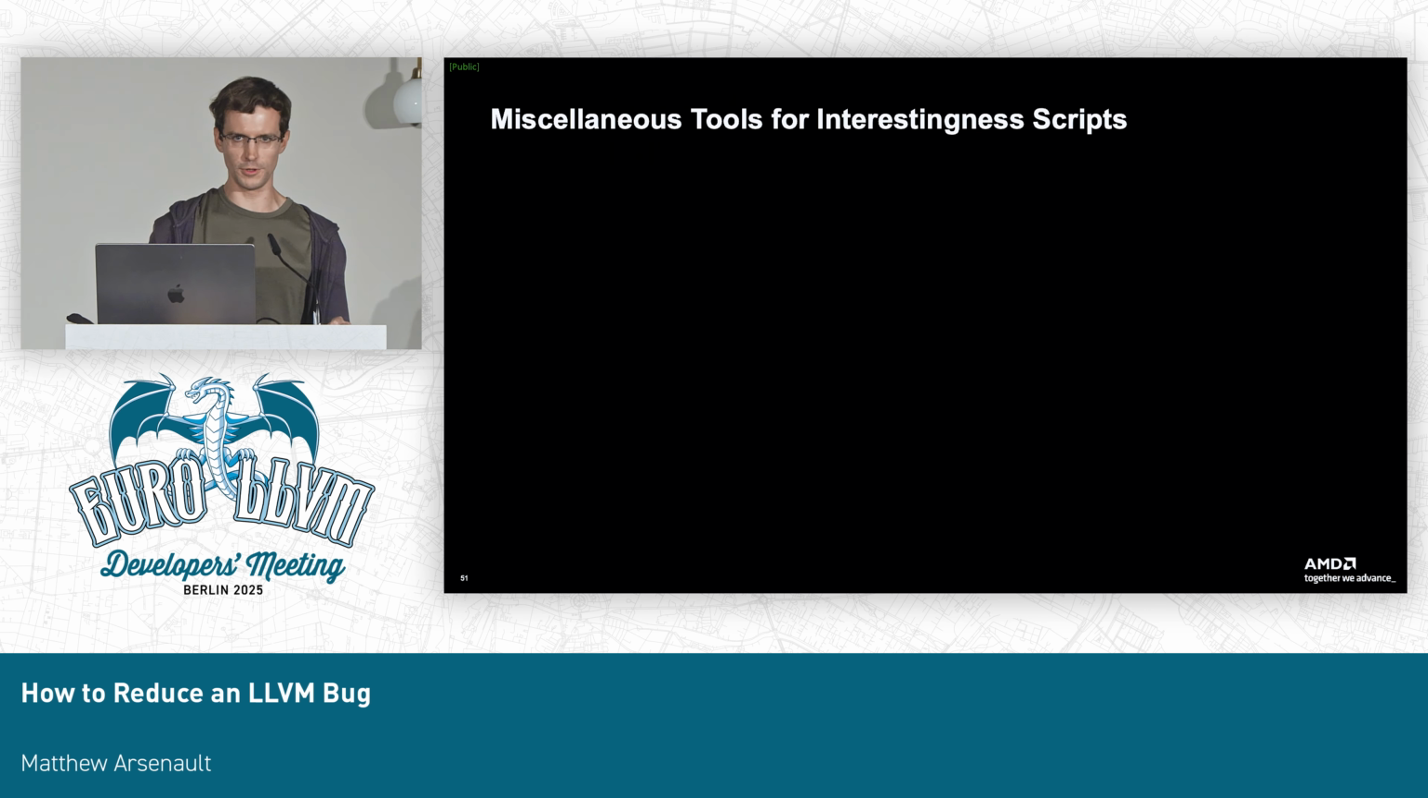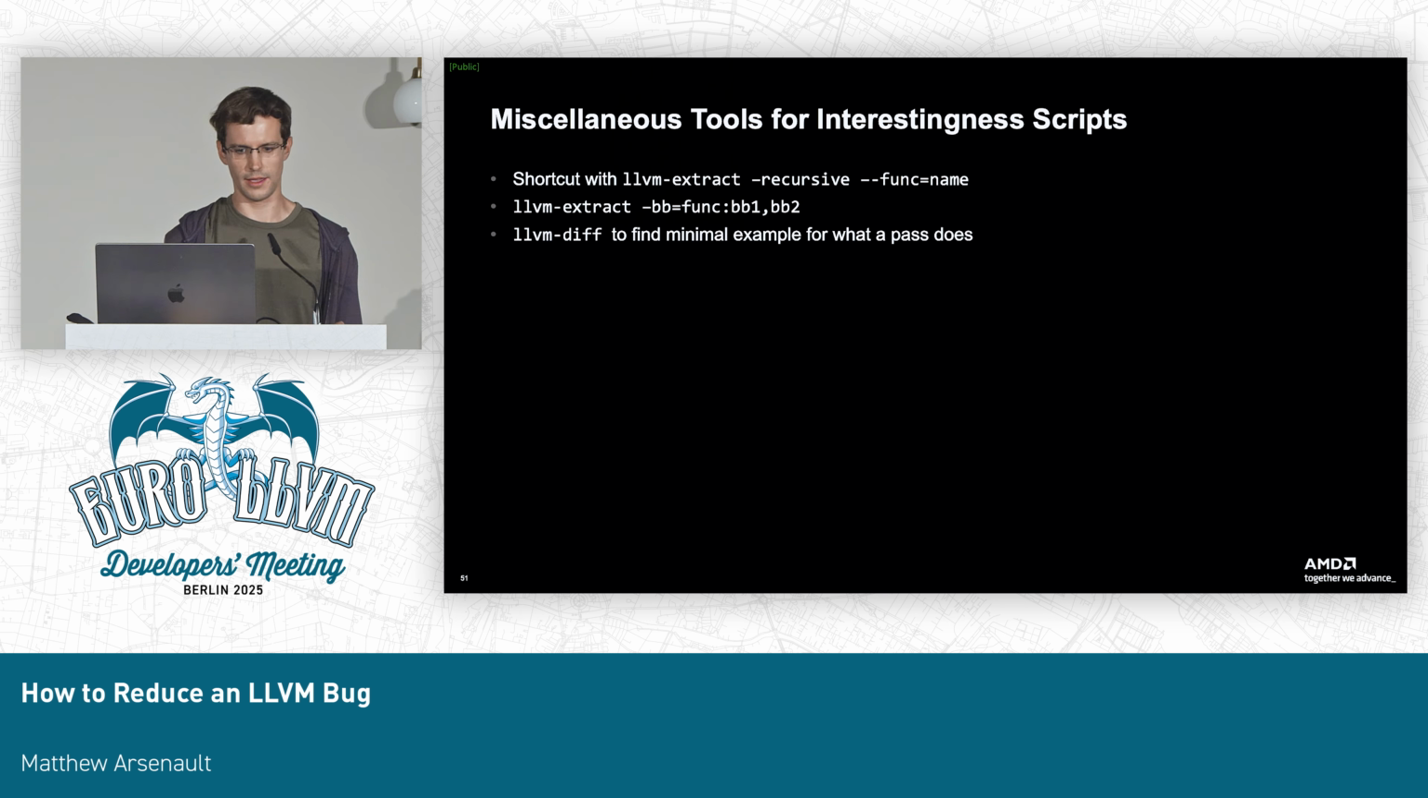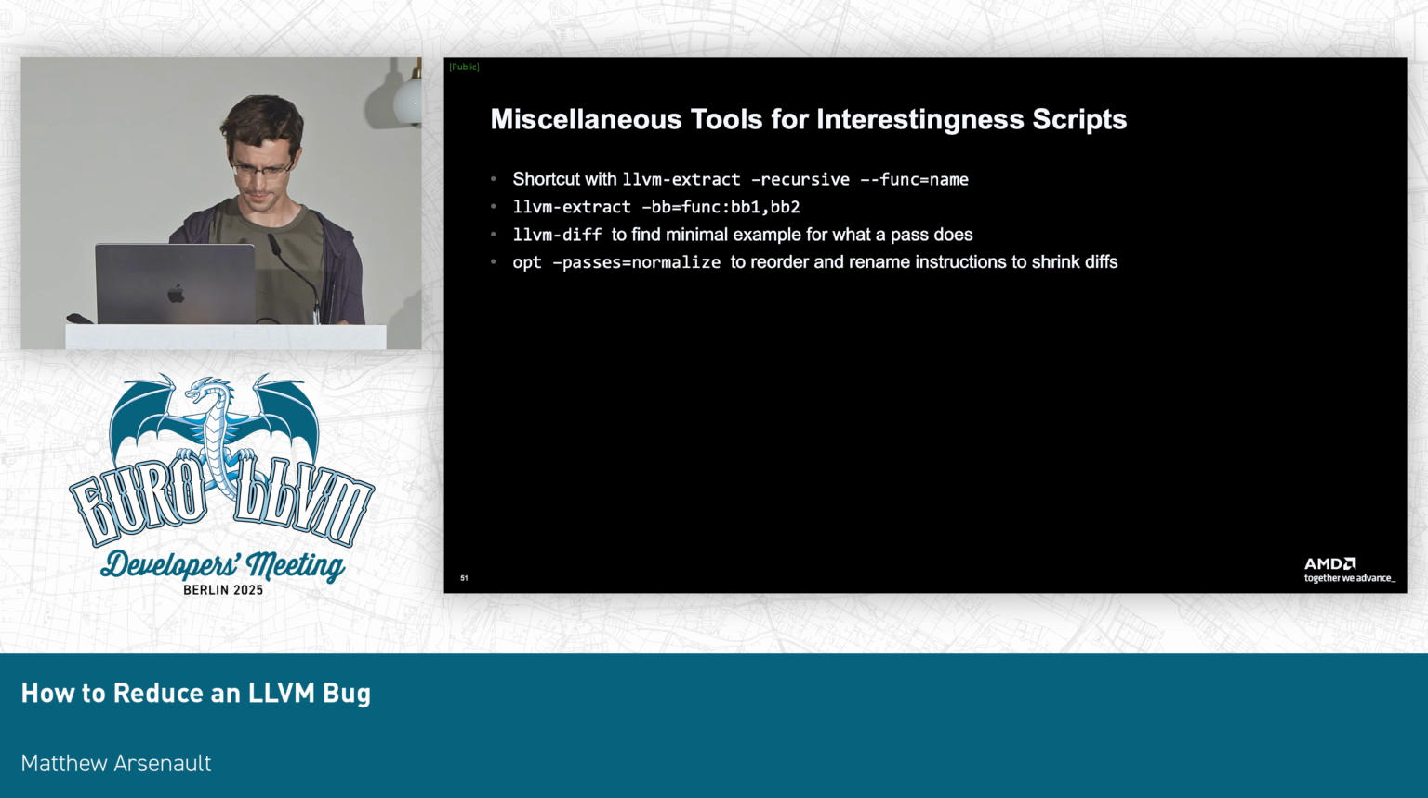We have some miscellaneous tools that can be useful for jump-starting this process or perhaps using in your interestingness scripts. For example, if you have a case that's really, really big and takes a really long time to compile, you can get a jump start on the process with llvm-extract. If you know the problematic function, you can extract that function and use the recursive argument to get all of its dependencies, and that can save some time in the initial reduction. You can also extract specific basic blocks from functions, and you can use llvm-diff instead of just regular diff.